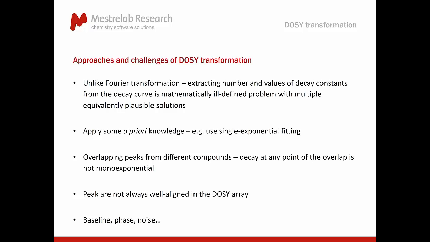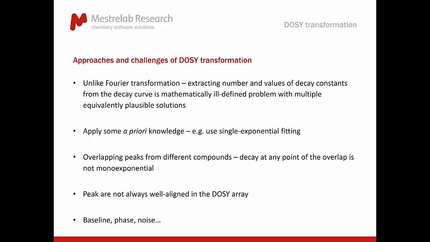So if you have peaks coming from 2 different compounds and they overlap in the frequency domain, then in the area where they overlap, if we try to extract the decay, we can see that this decay is non-exponential. It's a mixture of the decays from component A and component B, which contribute to this overlapping part of the spectrum. So somehow we need to deal with that.